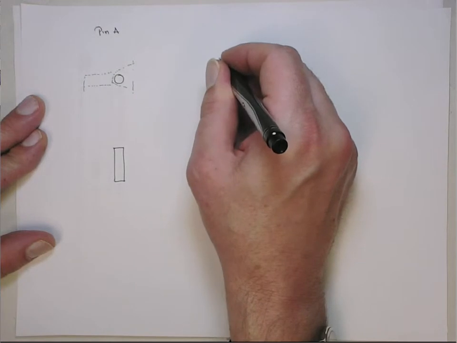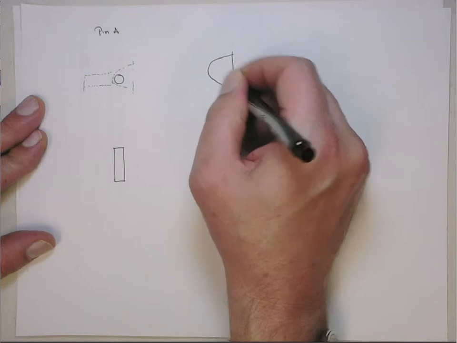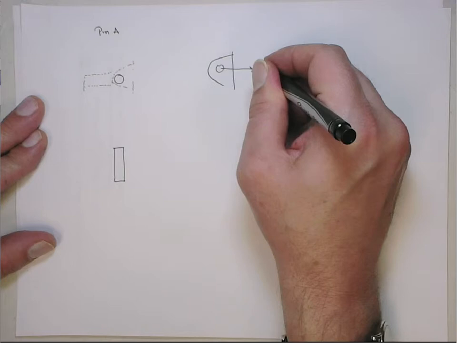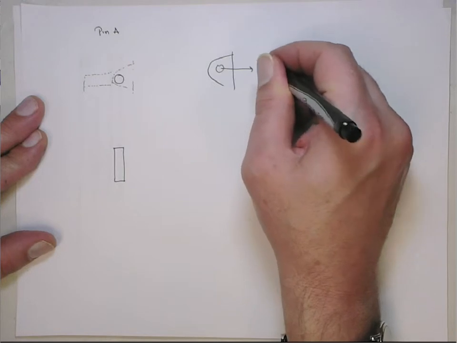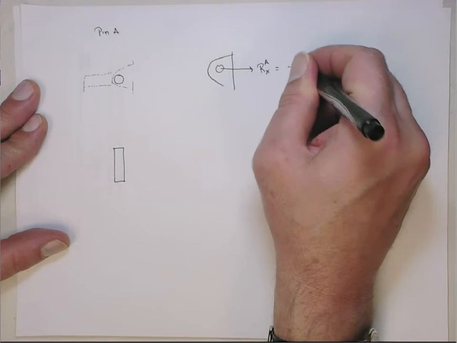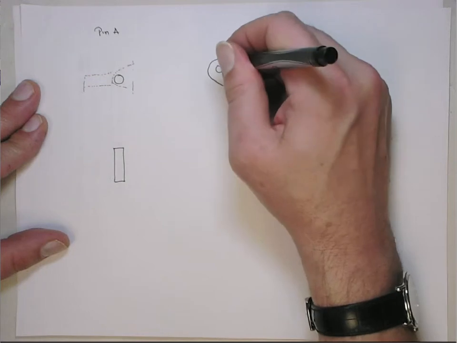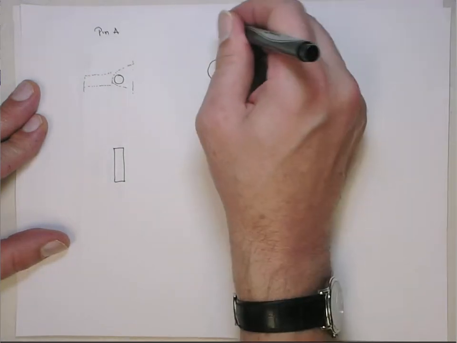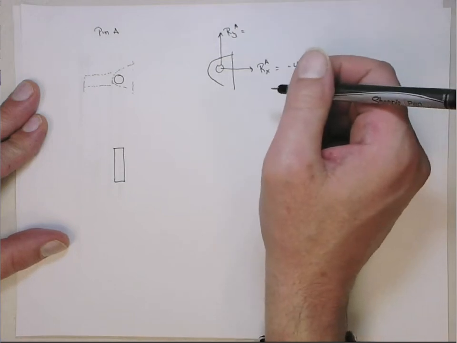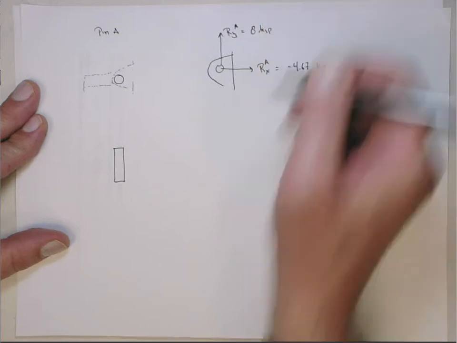If I look at the bracket here, here's point A. We know there's an X reaction force here at A, and we computed that to be minus 4.67 kips. And then we also had a Y reaction force at A, and that was equal to 8 kips.